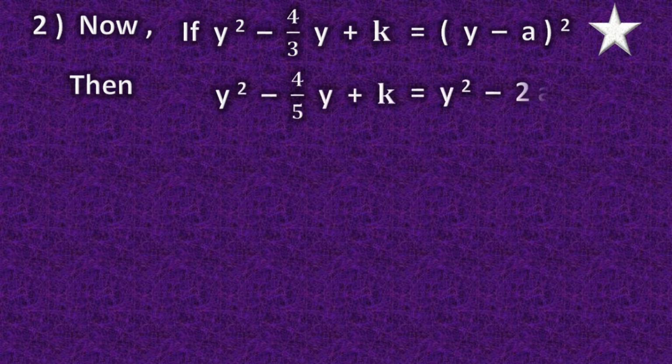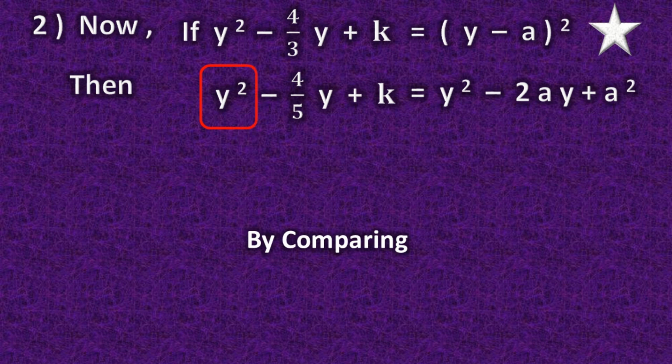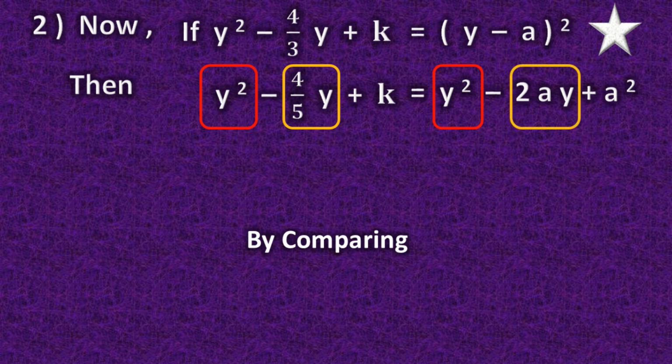The a minus b whole square formula is y square minus 2ay plus a square. Now by comparing, the first term is exactly equal to the first term, so no need to consider. The second term, minus 4 upon 3y, is equal to minus 2ay. So first of all take this: minus 2ay is equal to minus 4 upon 3y. Next, the third term k is equal to the third term a square. So the second part we are showing is k is equal to a square.